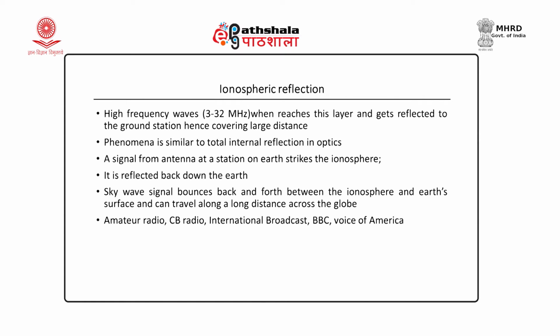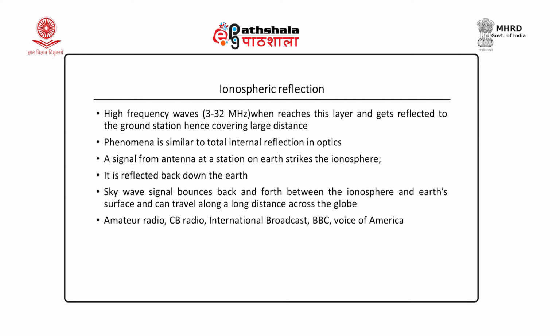So, what happens is that a signal from an antenna at a station on the earth strikes the ionosphere, then it is reflected back down to the earth, again it goes up, again it comes down. So, the skywave signal bounces back and forth between the ionosphere and the earth's surface and can travel a long distance across the globe. So, that is how you travel the long distance.